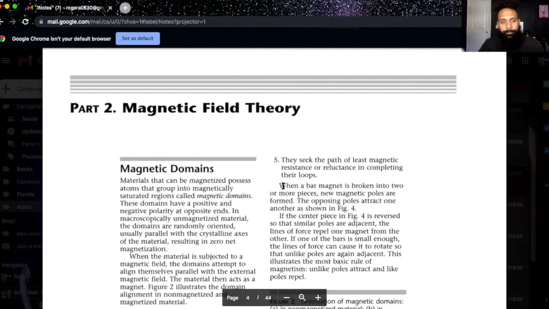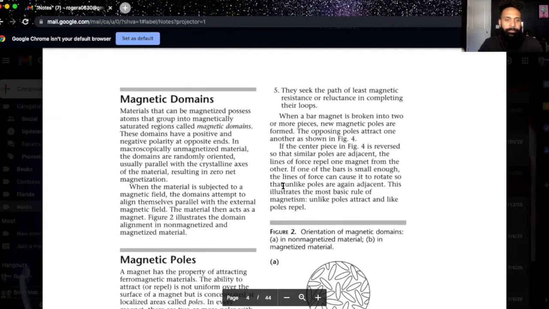Magnetic field theory. Magnetic domains. Materials that can be magnetized possess atoms that group into magnetically saturated regions called magnetic domains. These domains have a positive and negative polarity at opposite ends.